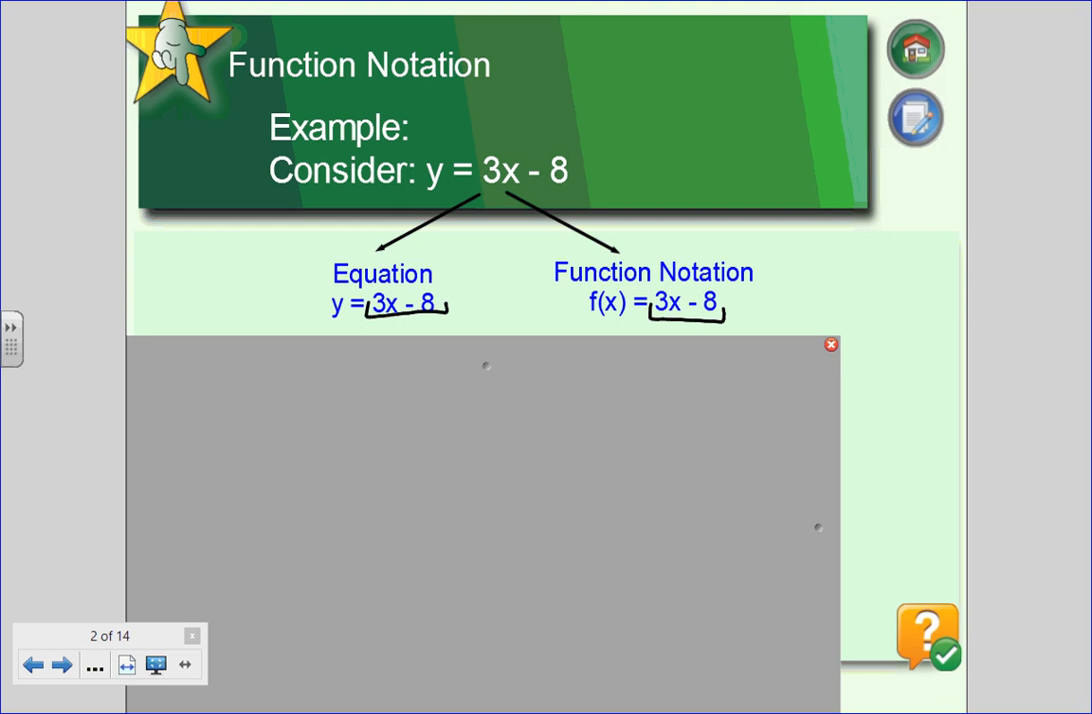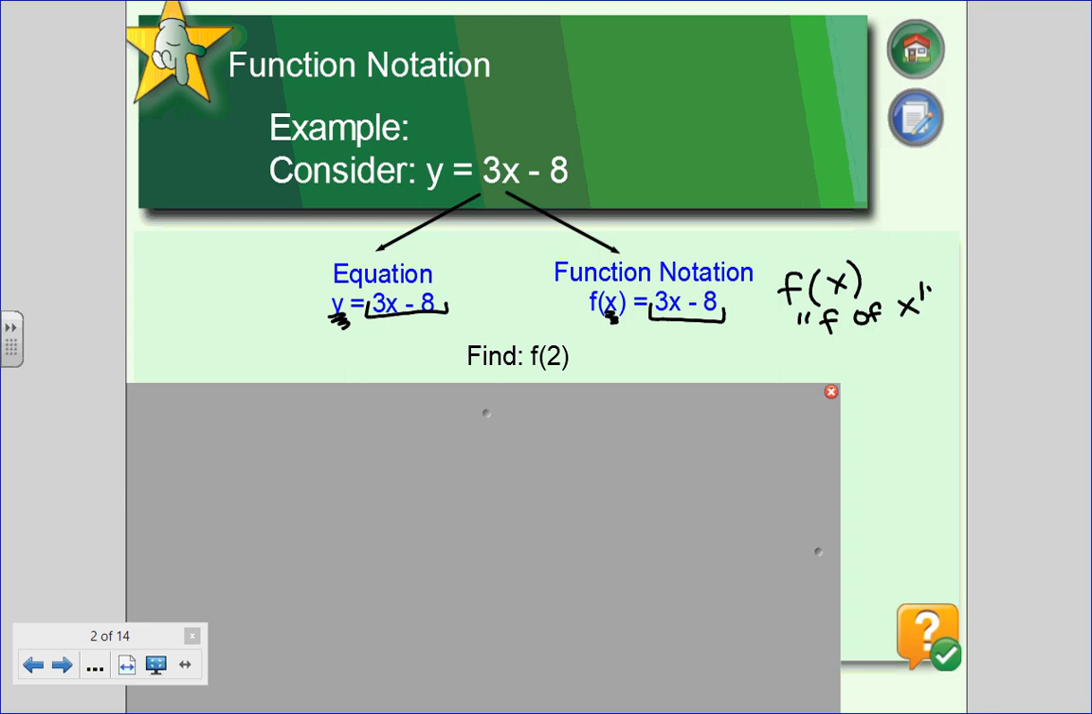What we do though is we'll replace the y with function notation, which is f of x. So when you see this f open parentheses x, we will say this as f of x, meaning that for the function, we are going to replace or have the potential to replace x with any value into our equation.